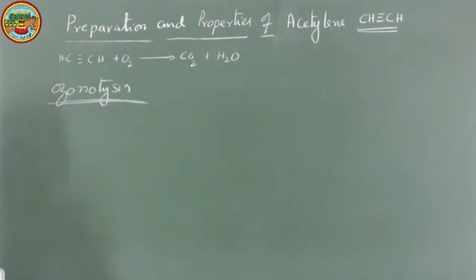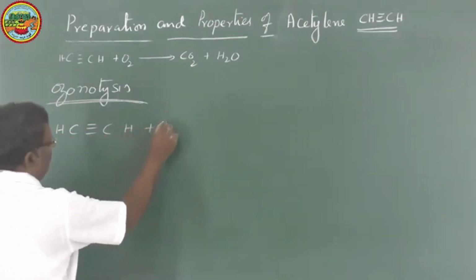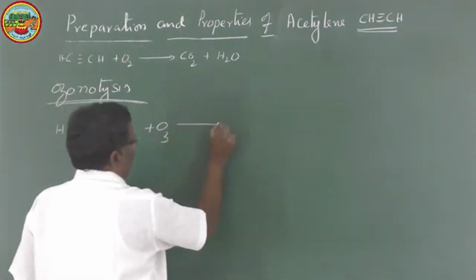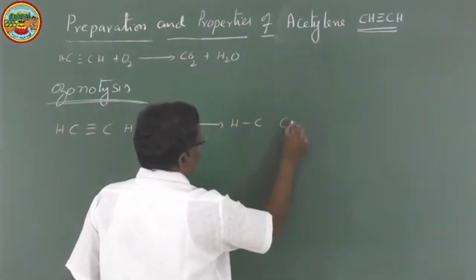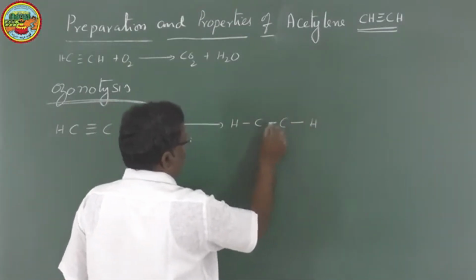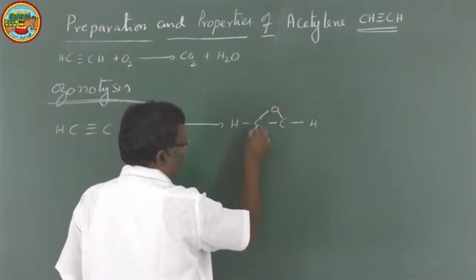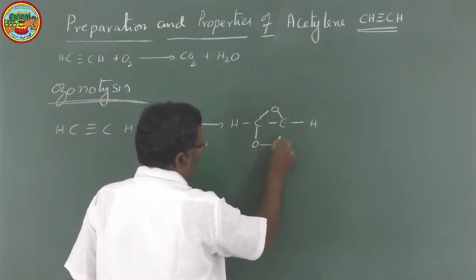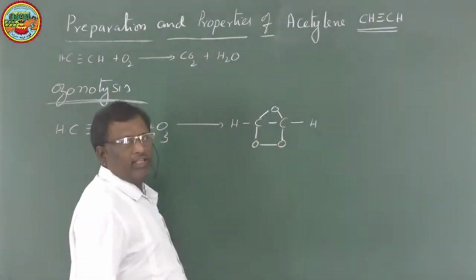Ozonolysis we have already discussed, in ethylene also. Addition of ozone followed by hydrolysis is known as ozonolysis. So here, when acetylene undergoes the ozonolysis reaction, an addition reaction, in place of the triple bond, two pi bonds will be broken. In place of one pi bond, one oxygen atom, in place of another pi bond, another two oxygen atoms will be added, but the sigma bond between the two carbon atoms will remain.